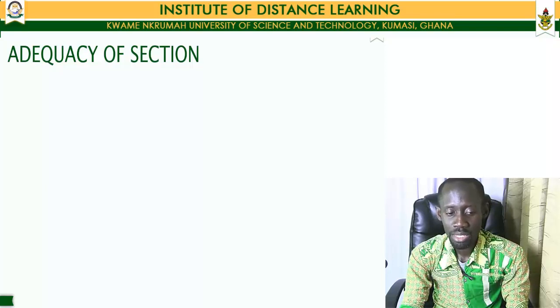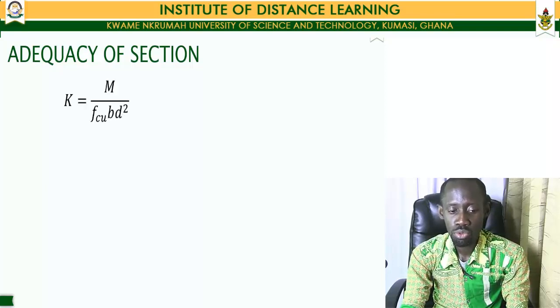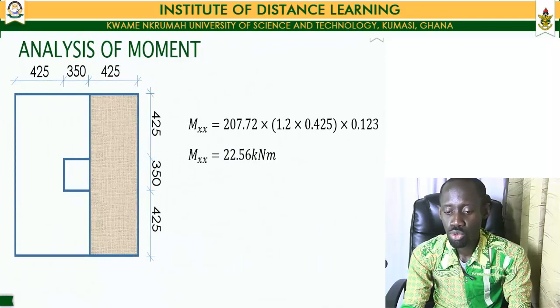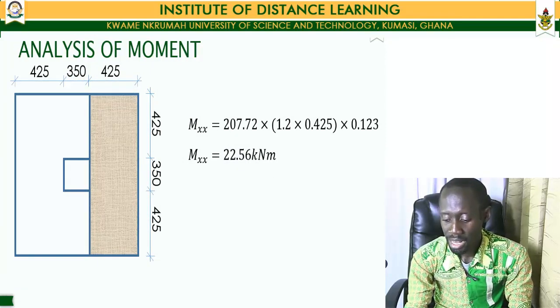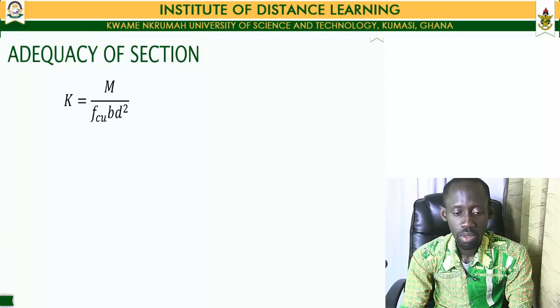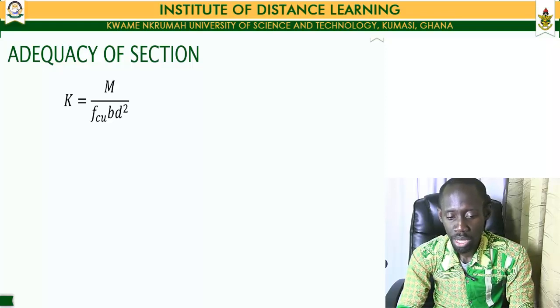Now, if we are making use of the rectangular design of a section, then for our adequacy of section, we can say that our K value is equal to M divided by fcu b d squared, where our M value is equal to the 22.56 kilonewton meter that we have calculated. So our K value is equal to M over fcu b d squared.